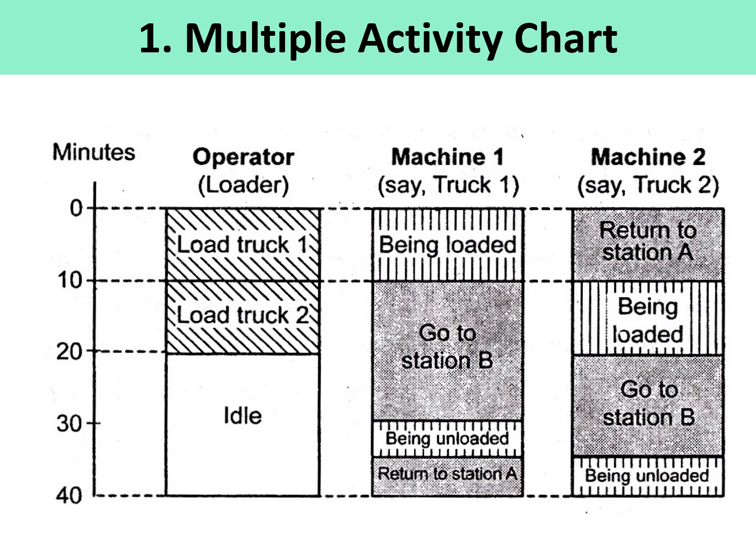The operator is going to load truck 1 from 0 to 10 minutes. After that he is going to load truck 2 from the 11th to the 20th minute of the total operation time of 40. And after the 20 minutes he is idle for the next 20 minutes. In that time the trucks move from station B to A to B for loading and unloading operations. By this way we can find where the operator is idle.